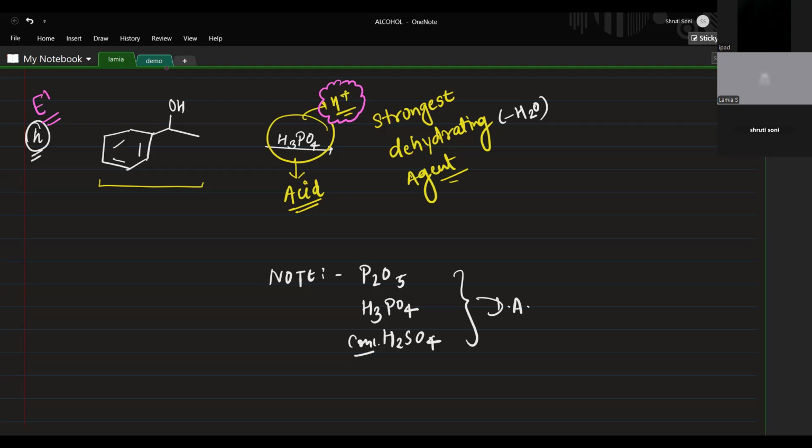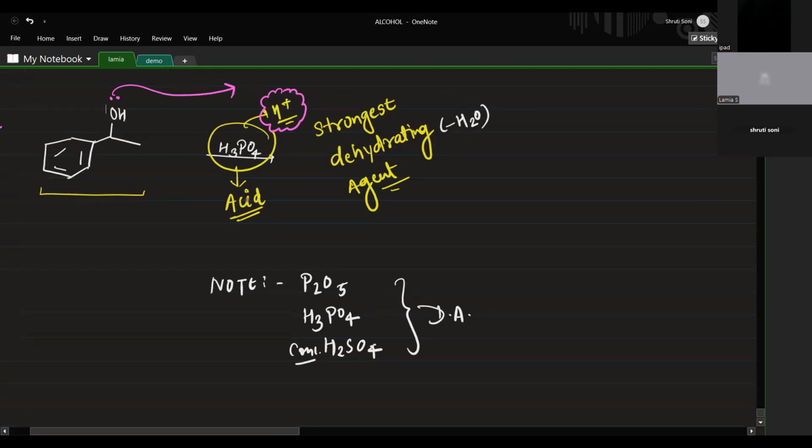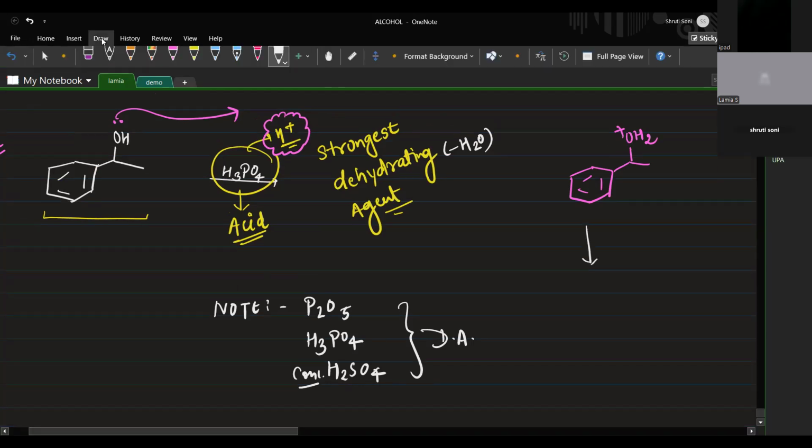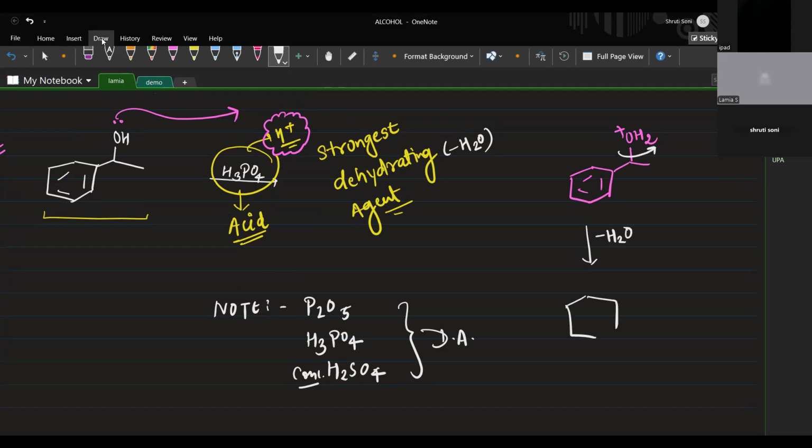So after this, the lone pair of oxygen will attack the H positive, yes or no? Then what will be the product in this case? I'm writing here. So like this, and here OH2 positive will come, yes or no? Then what is the next step? Whenever OH2 positive comes, there is always dehydration that will take place. And if dehydration takes place, then a carbocation will form.